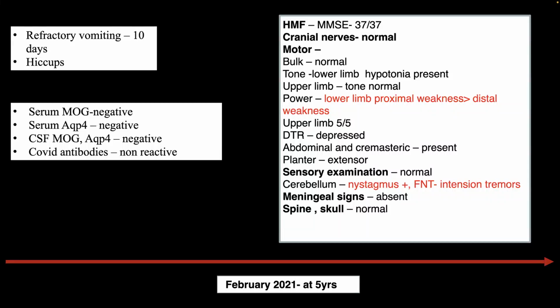His first episode was in 2021 at 5 years of age when he presented with refractory vomiting for 10 days and hiccups. On examination, proximal weakness of the lower limbs was more than distal weakness. His DTRs were depressed, and cerebellar signs showed nystagmus and intention tremors. Serum MOG and aquaporin 4 were negative, and CSF MOG and aquaporin 4 were also negative. COVID antibodies were non-reactive.